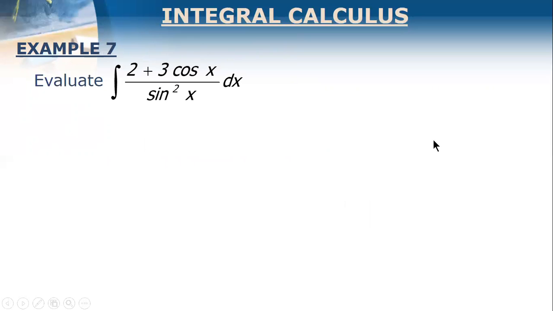Example number 7. Evaluate the integral of 2 plus 3 cosine x all over sine squared x dx. One technique is to separate the numerator. Since we only have one denominator, we can distribute it to the two terms of the numerator, and we can simplify this as this.